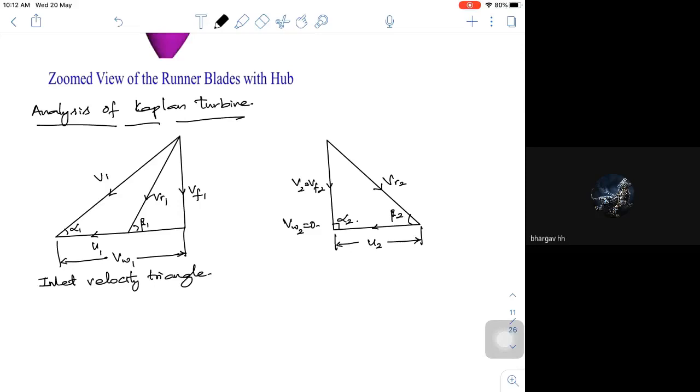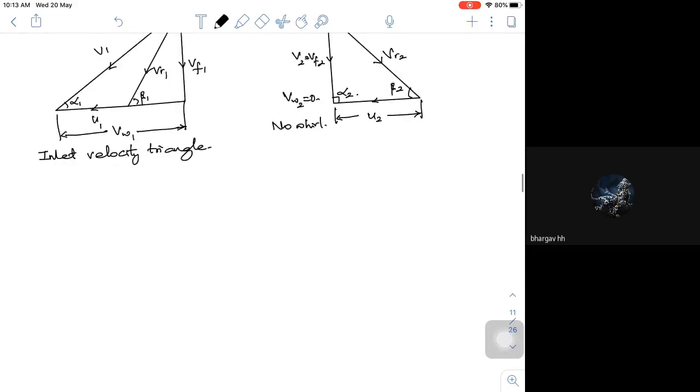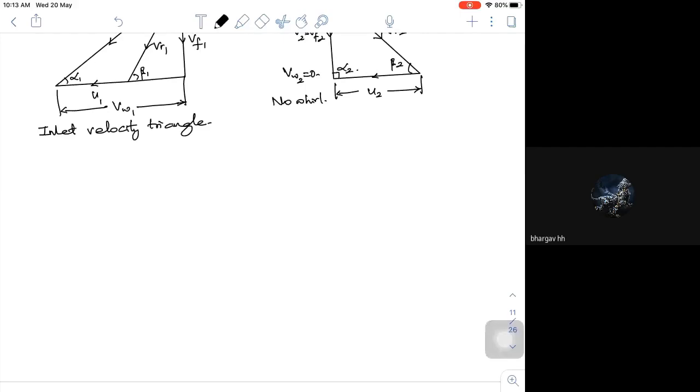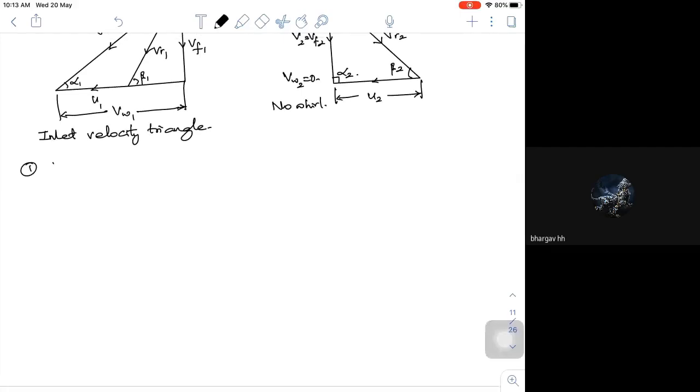Okay, VW2 is equal to 0 means no whirl at the exit. So what will be the work done expressions? The work done expression is once again similar. The first thing is the specific work expression: W by M is equal to VW1 into U1 minus VW2 into U2. As VW2 is equal to 0, I can write it is VW1 into U1 is my specific work.